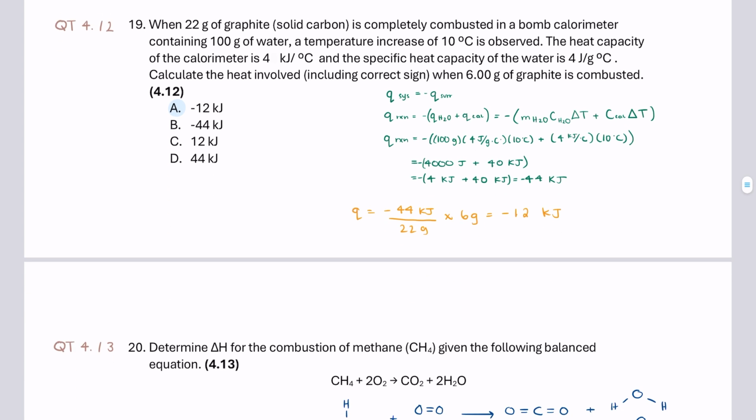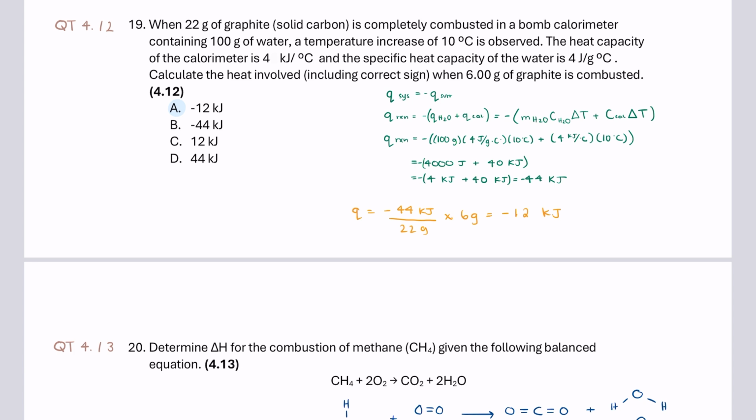Problem 19 says when 22 grams of graphite, which is solid carbon, is completely combusted in a bomb calorimeter containing 100 grams of water, a temperature increase of 10 degrees Celsius is observed. The heat capacity of the calorimeter is 4 kilojoules per degree Celsius, and the specific heat capacity of the water is 4 joules per gram per degree Celsius. Calculate the heat involved, including correct sign, when 6 grams of graphite is combusted.